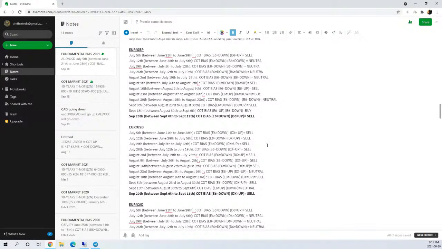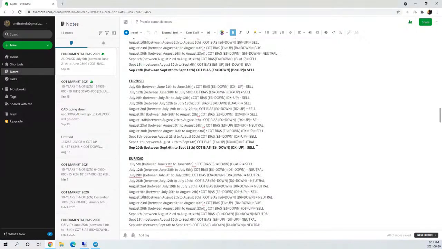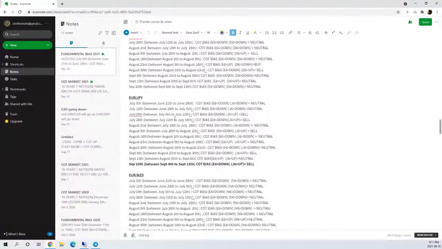So you see, guys, so far everything should be going on a downtrend on each pair. I think the GBPs are going up overall, but we're gonna look at it. So EUR USD, we have it as a sell. CAD neutral, EUR GPY as a sell.